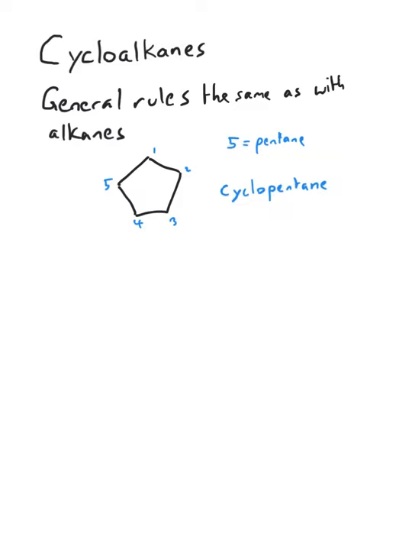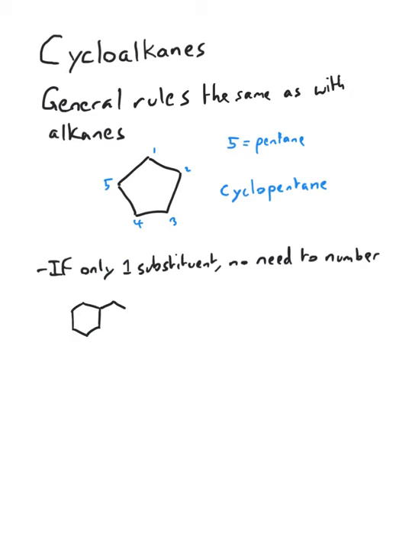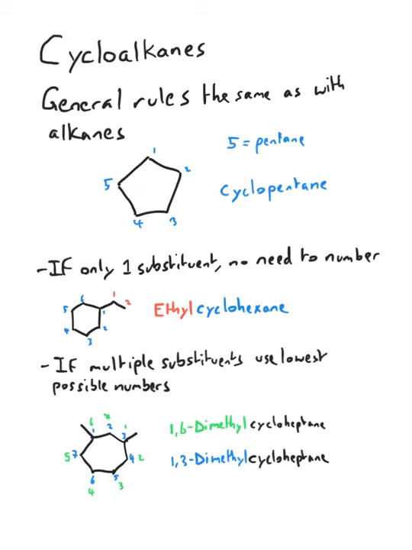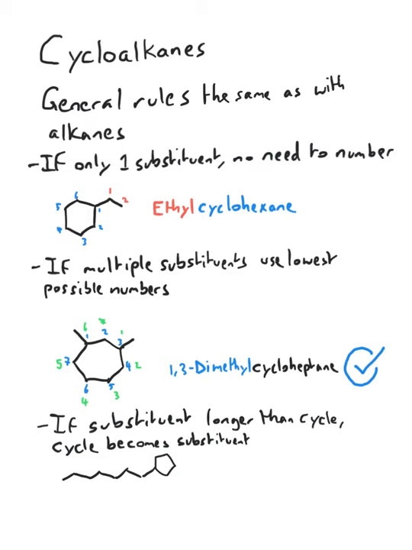If you happen to have one single substituent, you don't actually need to number it. However, if there are multiple substituents, you must name it so that you are using the lowest possible numbers. And finally, if the substituents are longer than the cycle itself, the cycle becomes a substituent.